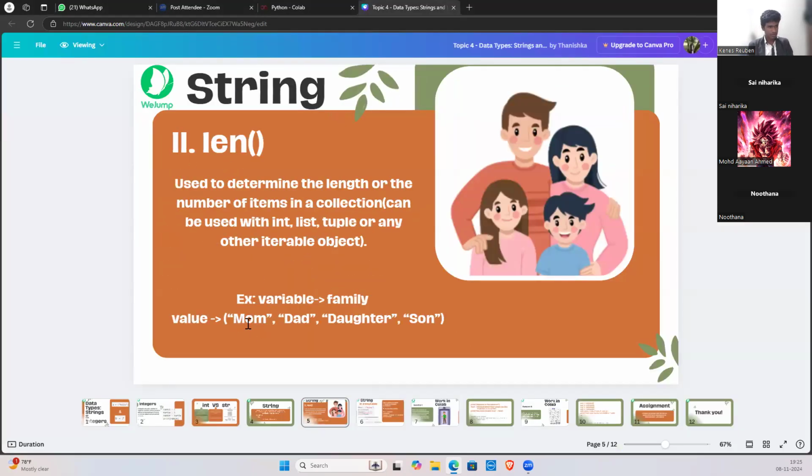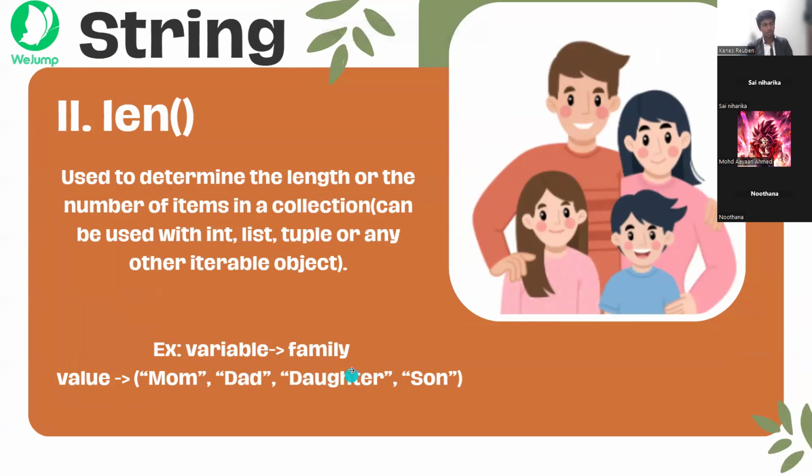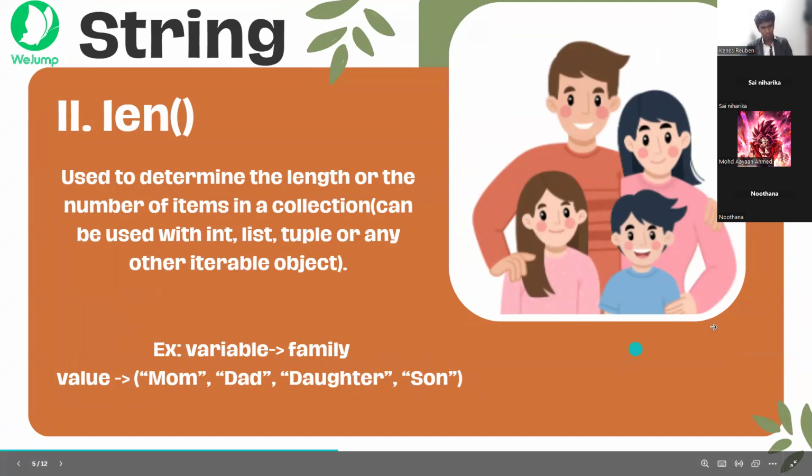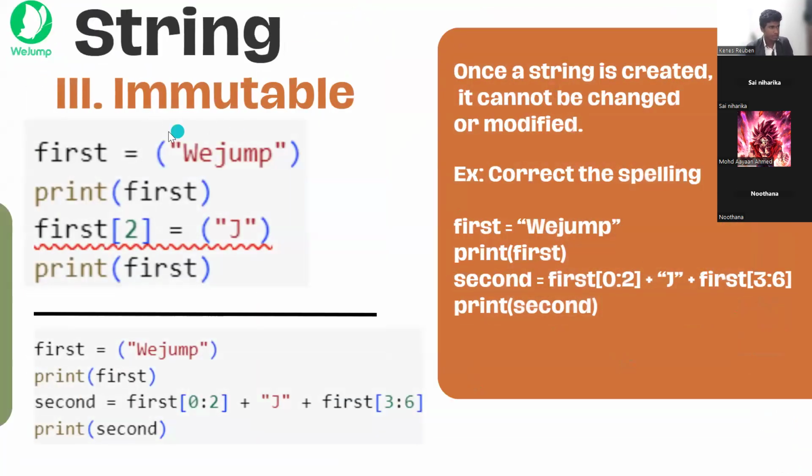Here, you will get four displayed. The first string is mom, the second string is dad, the third string daughter, the fourth string son. So we have four strings like that, so it's going to print four. I'll check out the code later and give it in the next class. My bad for that.